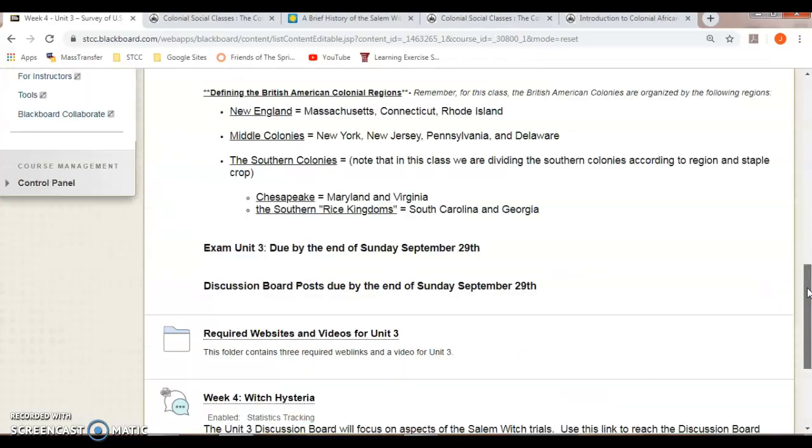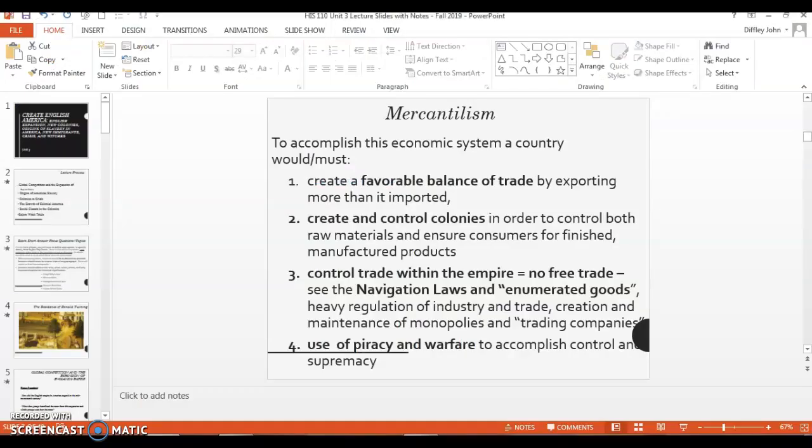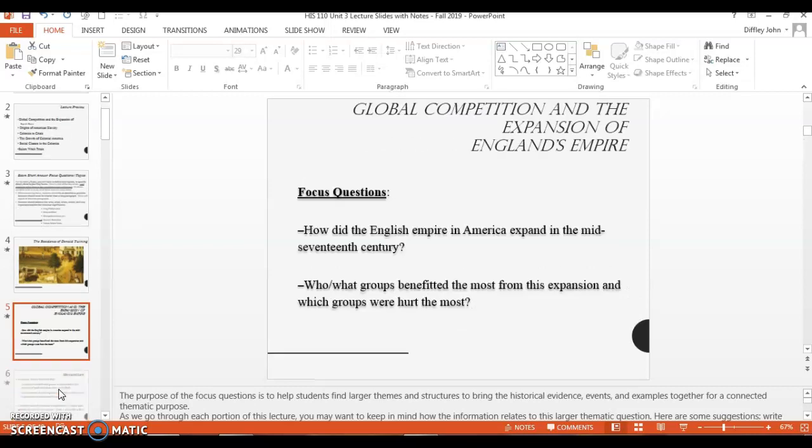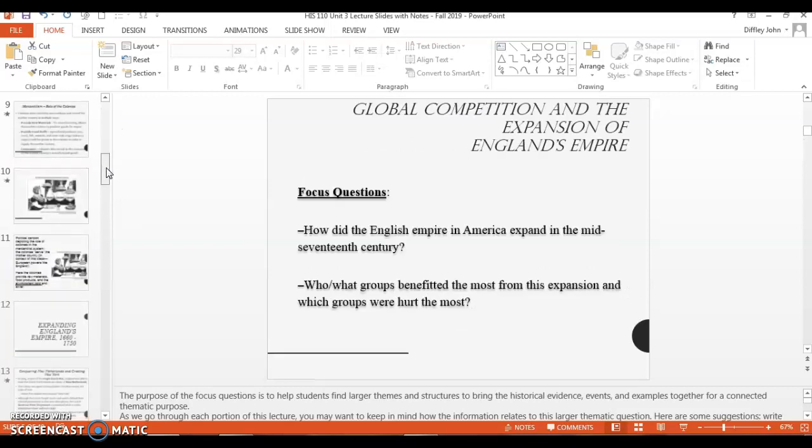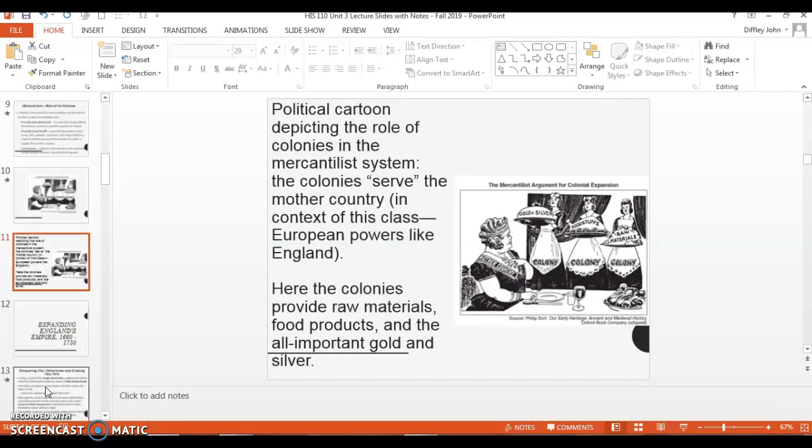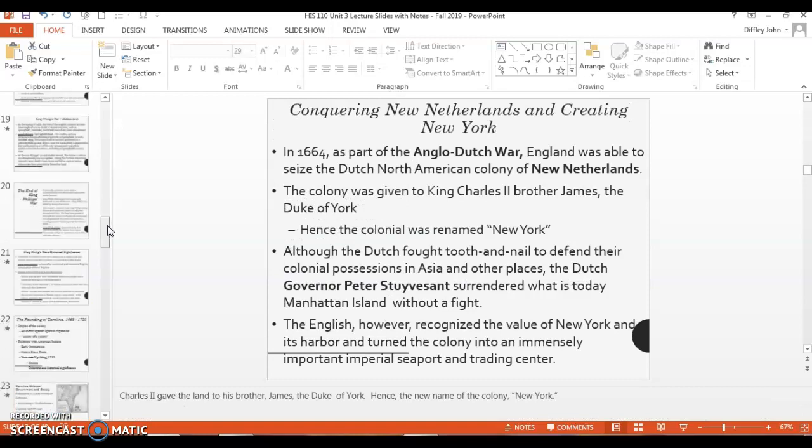Apparently they're not showing, but we're going to look at them now. So let's go over to the lecture slides. As always, remember there are notes to the lecture slides. This is important reading. Some of them have more notes than others.